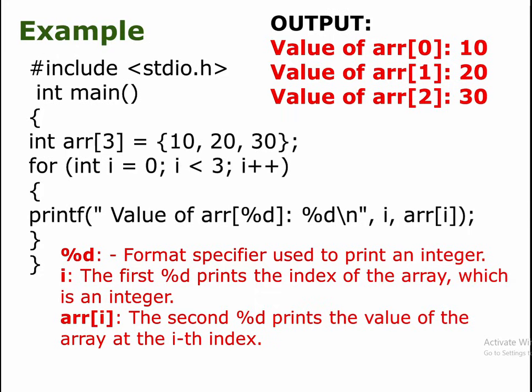Now look at the printf statement carefully. It contains two %d format specifiers. The first %d prints the value of the variable i, which represents the index. The second format specifier %d prints the value stored at the index, which is arr of i. So the output becomes: value of arr of 0 is 10, value of arr of 1 is 20, value of arr of 2 is 30. This is one of the simplest programs that demonstrates how arrays and loops work together.